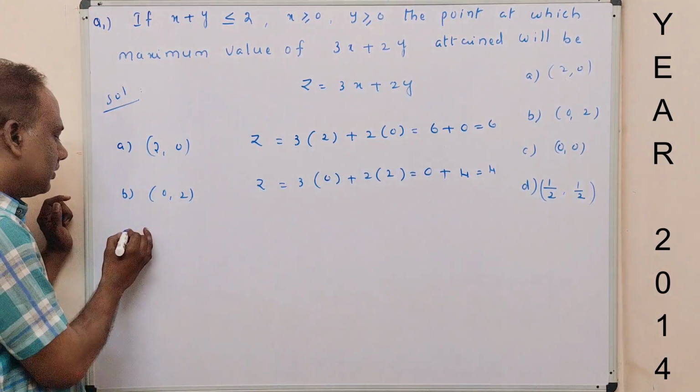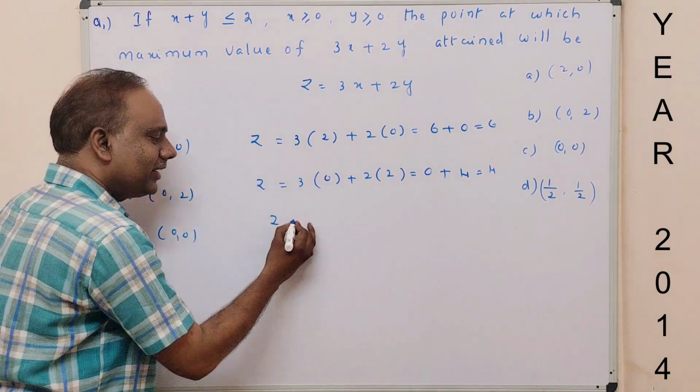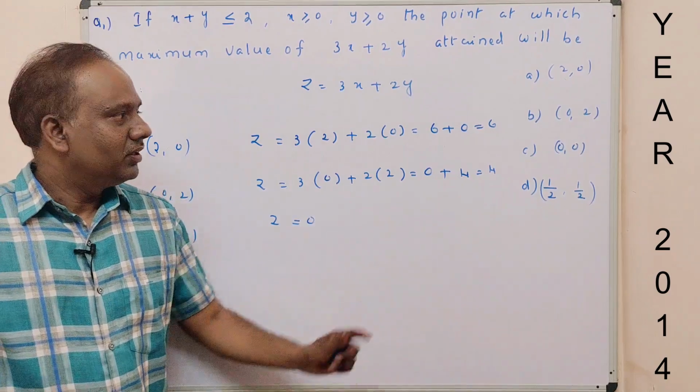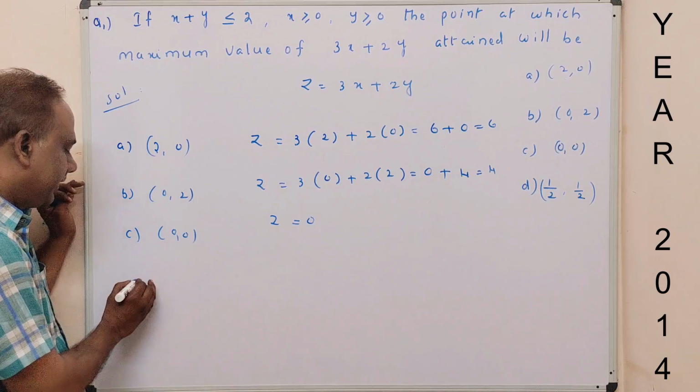Next, third option. It is actually the origin. So origin means directly that value is 0. No need to substitute. Please leave it, no problem. If it is origin, directly z value is 0. Next option D.